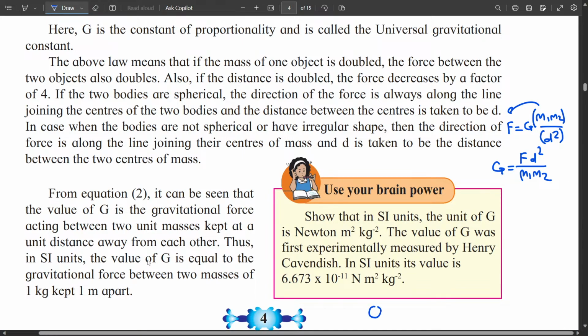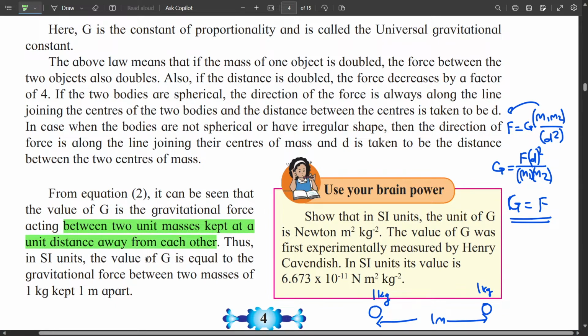Now if there are two masses of 1 kg each, that means m1 equal to 1 kg, m2 equal to 1 kg, and we keep them at a distance of 1 meter from each other, then d is also equal to 1 meter. So if we put F into 1 square divided by 1 into 1, that gives us G is equal to F. So we can say that the value of the gravitational constant is the force of attraction between two unit masses, that means masses of 1 kg, kept at a unit distance away from each other.